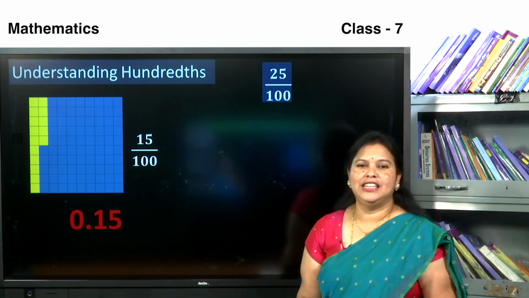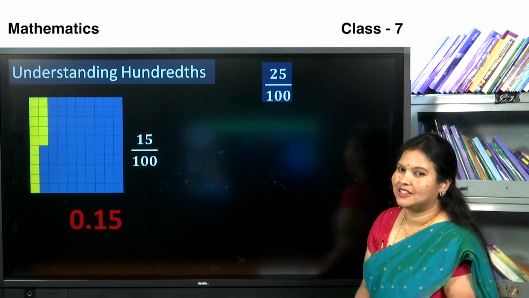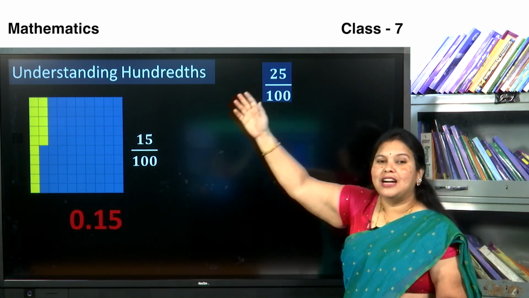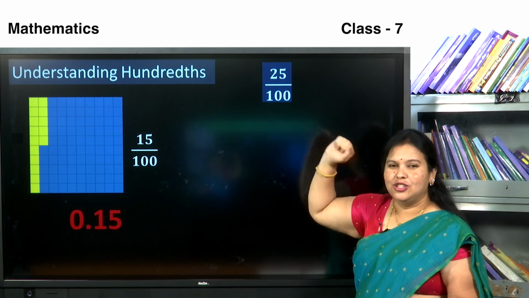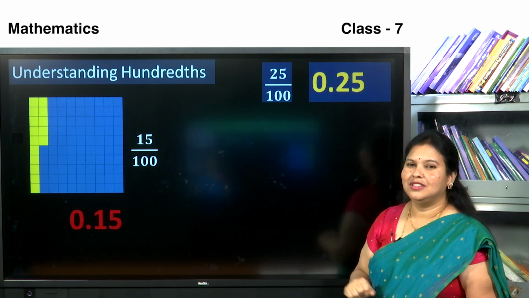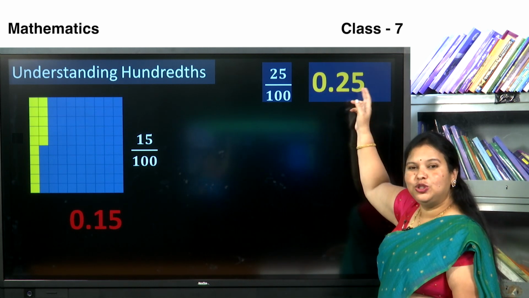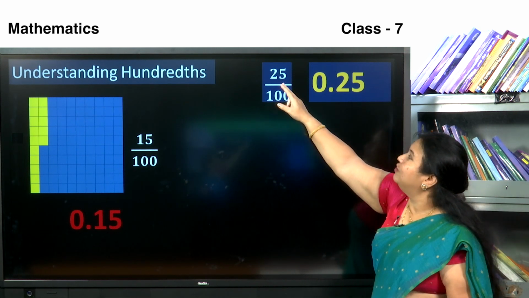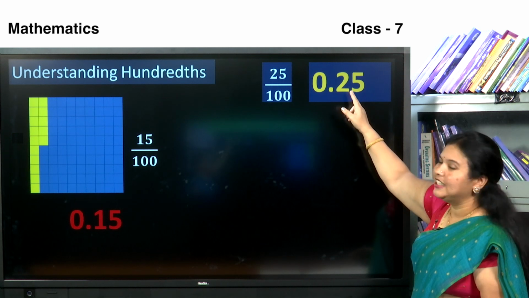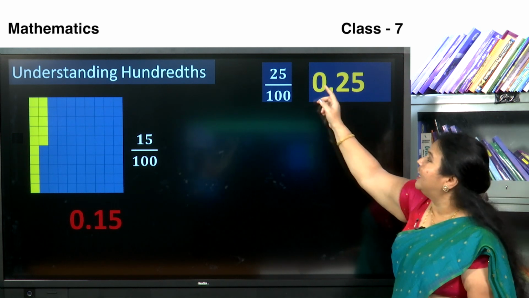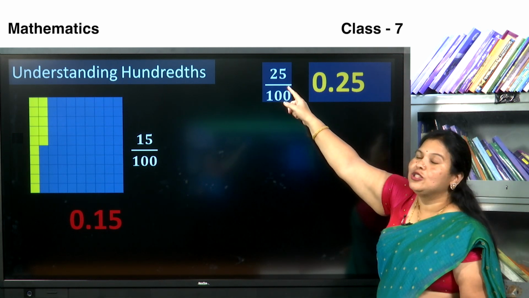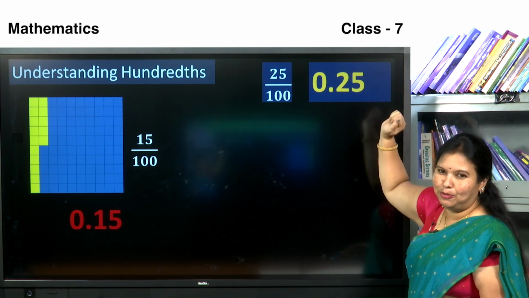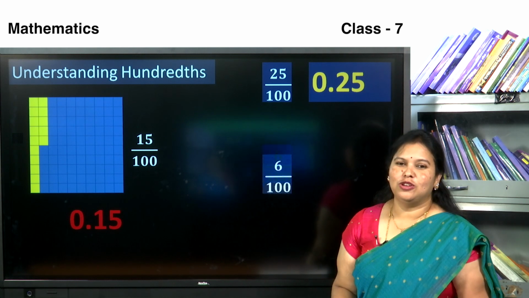Like this, we will take up some more examples to practice. Here 25 by 100. Assume that 25 parts are shaded out of 100. So, how to write it in decimal form? Yes, it is 0.25 because we have 2 in the tens place. So, we have to write it after the decimal point in the 10th place, and we have 5 in the unit place. So, we have to write it in the 100th place after the decimal point. Understood? We will take one more example.